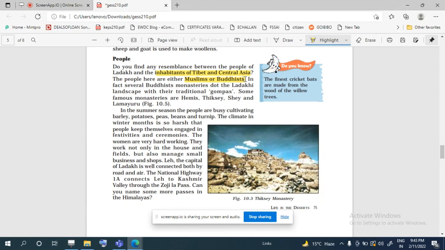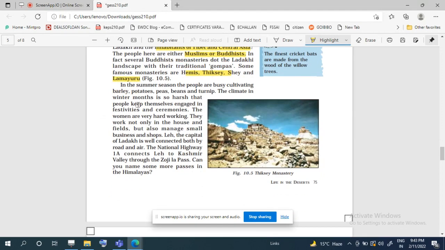Buddhist monasteries are there, and you can find these monasteries in which monks used to live. In these monasteries there are traditional gompas, and some famous monasteries are Hemis, Thikse, Shey, and Lamayuru. These are the names of the famous monasteries in the Ladakh region. In the summer season, the people are busy cultivating grains like barley, and they also grow potato, peas, beans, and turnip. These are the crops they grow in the summer only.